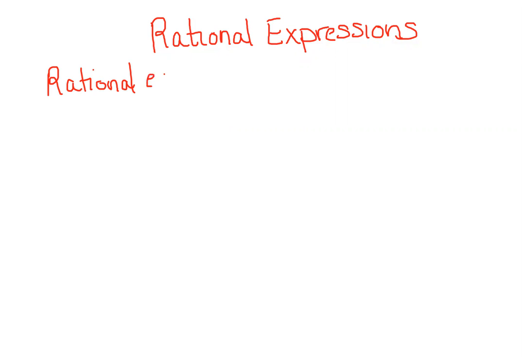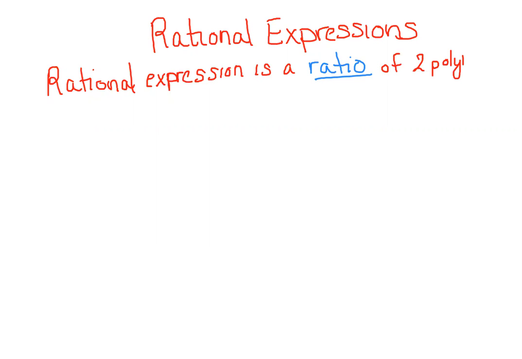So a rational expression is a ratio of two polynomial expressions. Okay, and then we have some steps to simplify rational expressions. That's what we're going to talk about today. We're going to simplify. Here's our steps.